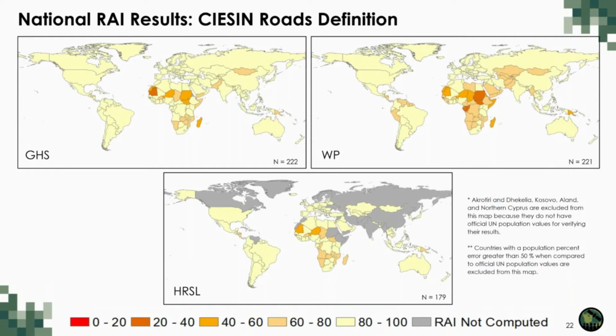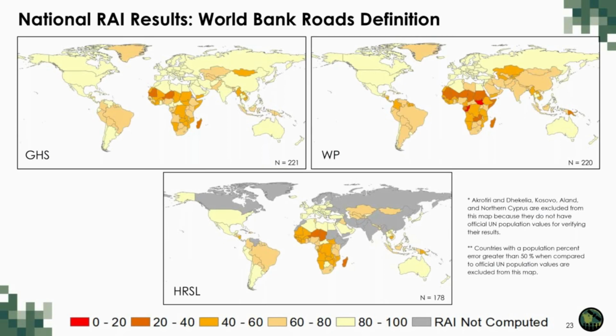Looking at the national level RAI results using the more inclusive Season roads definition, we again see relatively similar patterns regardless of POP input, but more quantitatively similar results for GHS and HRSL as compared to World POP. The same similarities hold true for national level RAI results using the more restrictive World Bank definition of roads, though overall the RAI results are lower.